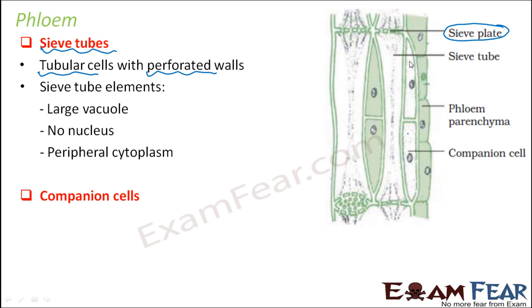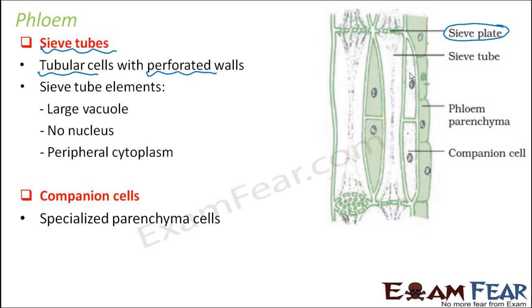Correct? Okay. Now let us see what are these companion cells. What is companion? Companion means somebody who accompanies you, or somebody, you can say a friend. So why are they called companion cells? Because they are basically accompanying the sieve tubes. So they help the sieve tubes in their function. Correct? So let us see, what do they do? These are specialized parenchyma cells. Again, companion cells are also parenchyma cells, but they are specialized to perform a specific function.